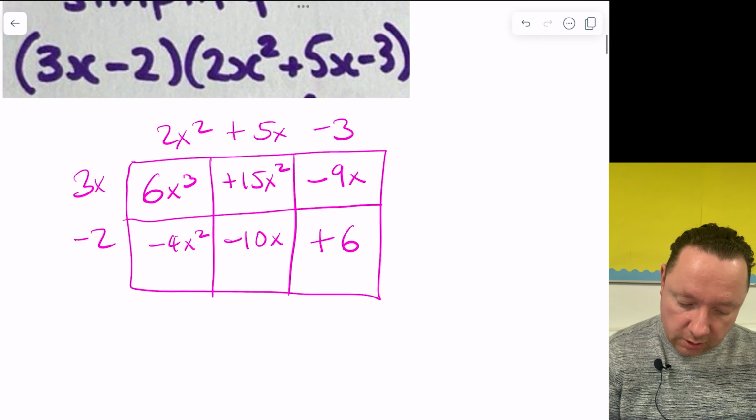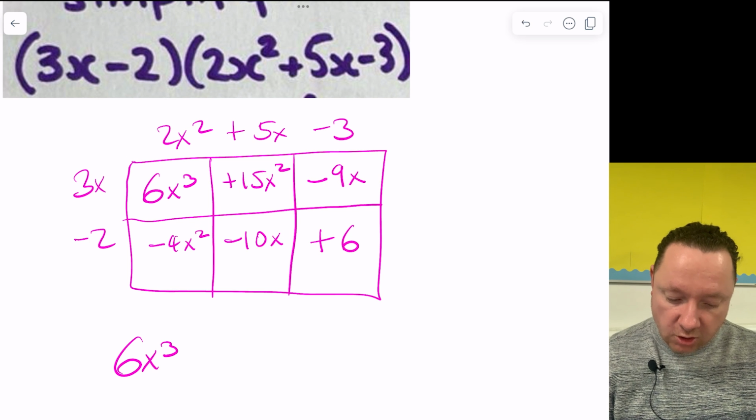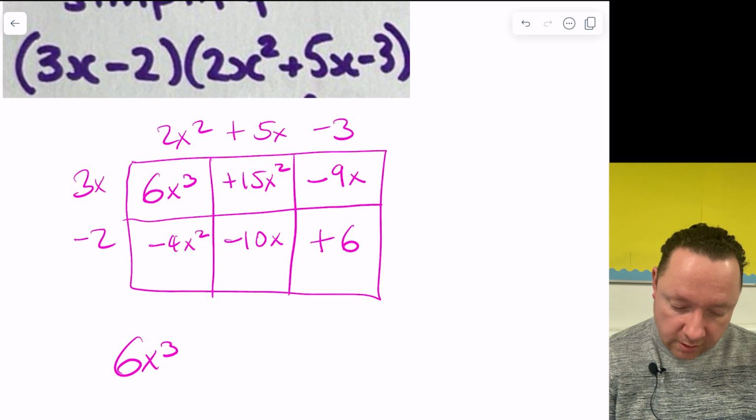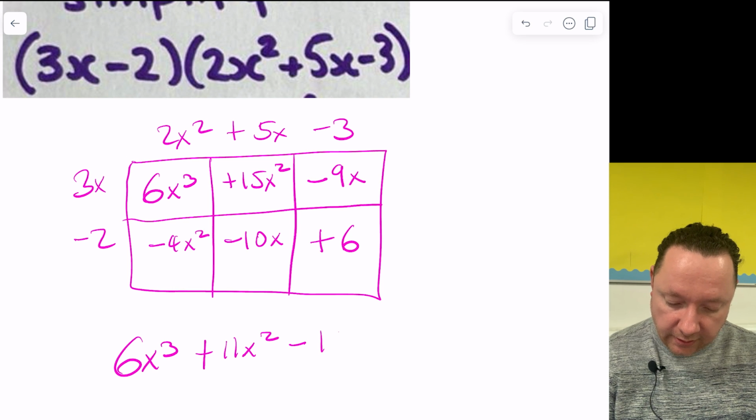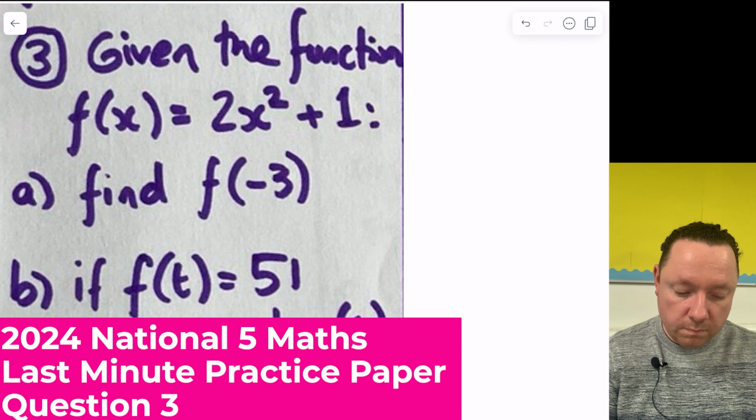Taking it out of the box, you've got 6x cubed. Simplifying it, these go together and these go together. So 15x squared minus 4x squared is plus 11x squared. Minus 9 minus 10 is minus 19x. And then I've got plus 6 on the end. And I'm done there.